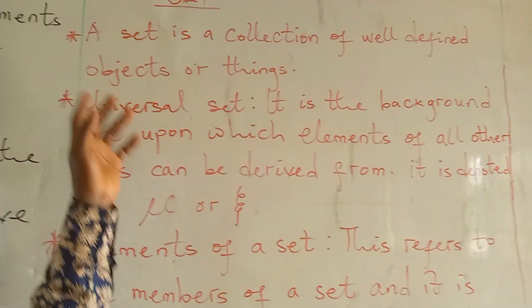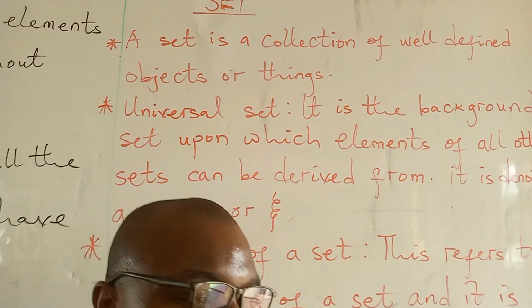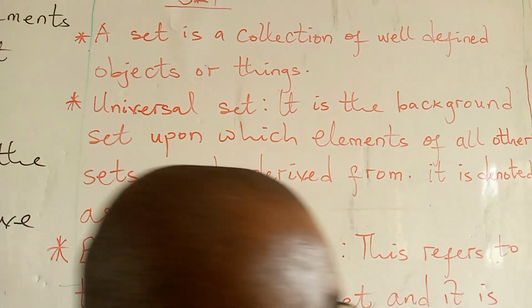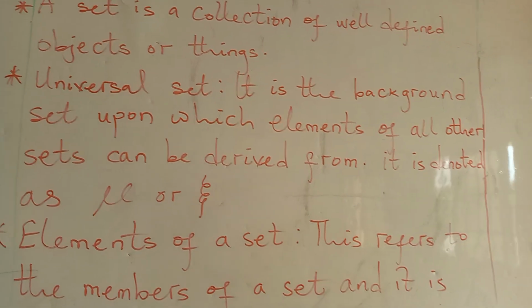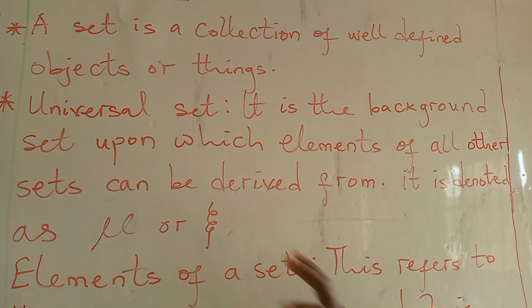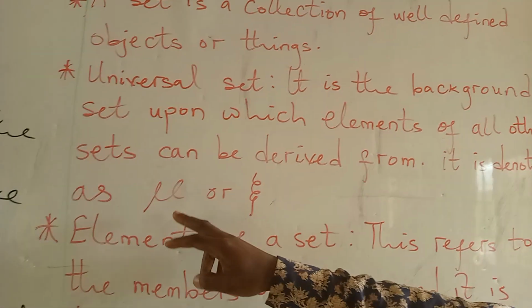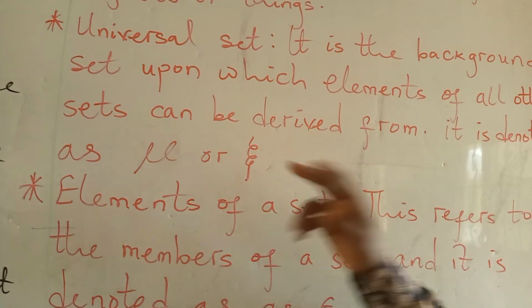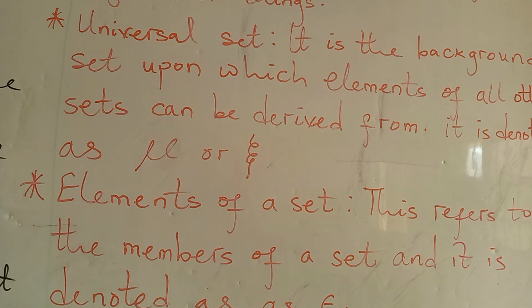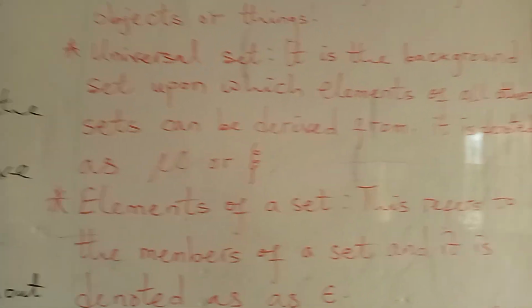The next item we want to define is the universal set. The universal set is the background set upon which elements of all other sets can be derived. Elements of all other sets are gotten from the universal set. And this is the symbol for the universal set. Either you write it like this or you express it like this. So that's the universal set, the background set upon which elements of all other sets can be derived.